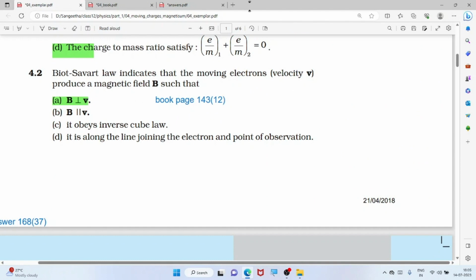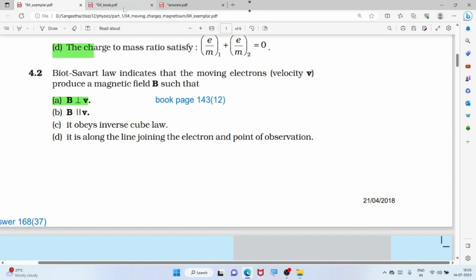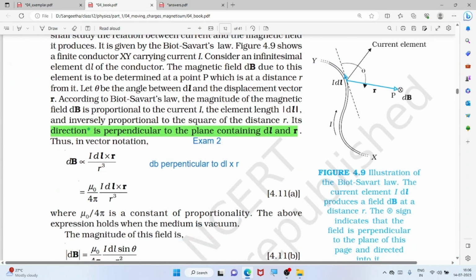Biot-Savart law indicates that moving electrons with velocity v produce a magnetic field such that V and B are perpendicular. Question 12. So here you see the magnetic field direction is perpendicular to the plane carrying this current, that is V.